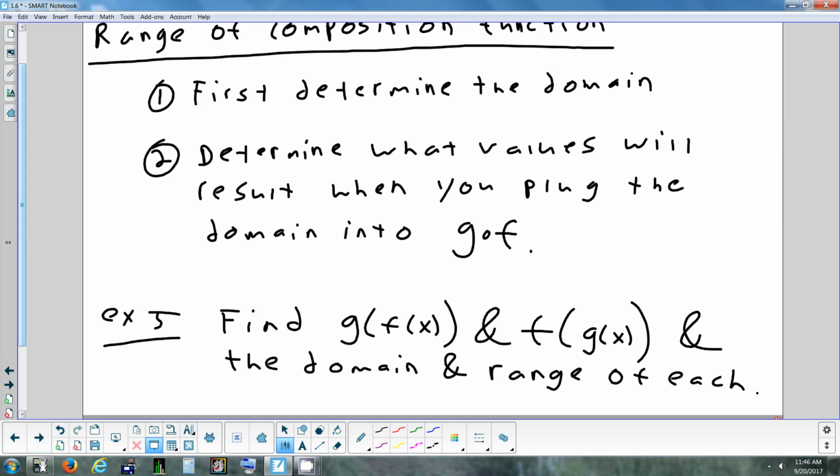Again, this one says to do g of f and f of g. We'll pick one, without even knowing what the functions are yet. You want to do g of f or f of g? F of g. So we're going to do the second one. We'll see what the functions are in a second.